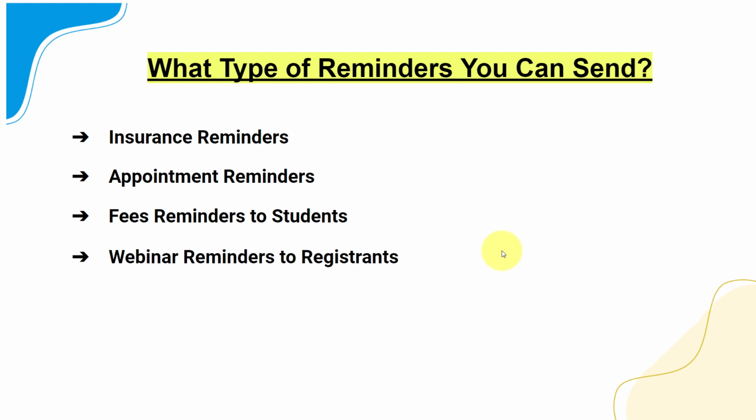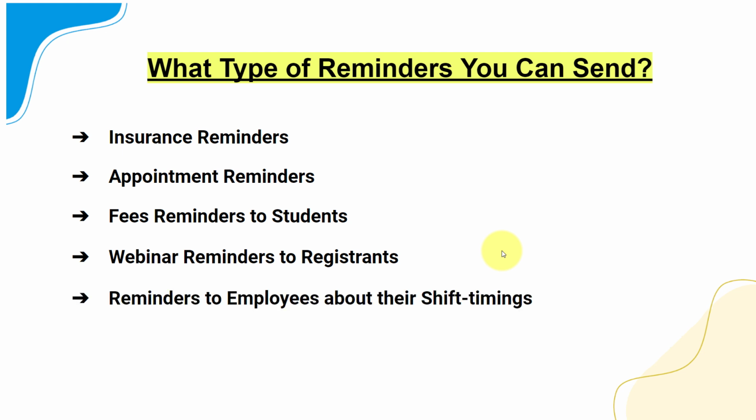Okay, and let's say you are about to conduct a webinar. In that case also, you can start sending the webinar reminder to your registrants if you have your registrants' data in Google Sheets. All right, so this is how, as a business person, a college or institute owner, or even an office manager or HR, you can start reminding your employees about their shift timing using this Google Sheets WhatsApp automation idea.